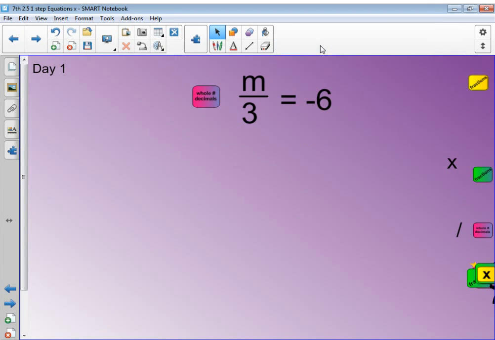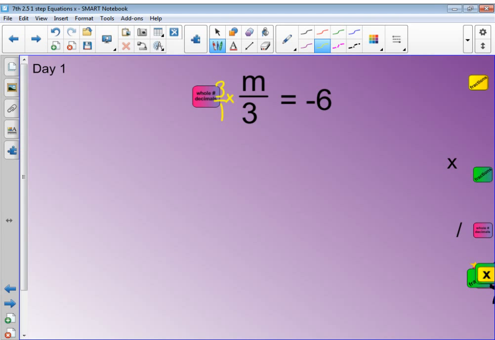So here's a way that they could show division. They're going to have a letter or a number over another letter or number. So here I would read this as M divided by 3 equals negative 6. So we're going to go ahead and work the opposite. Instead of dividing by 3, we're actually going to take it times 3. And really we're taking it times 3 over 1, or we're doing the reciprocal of whatever's there.